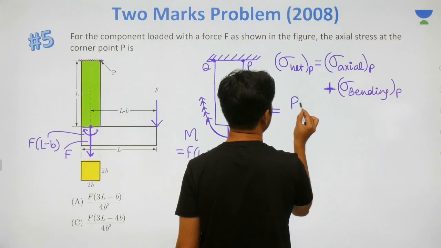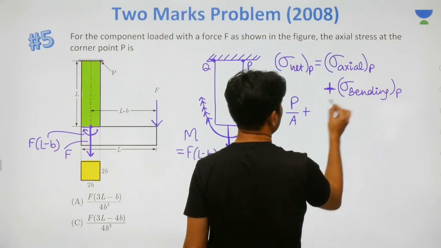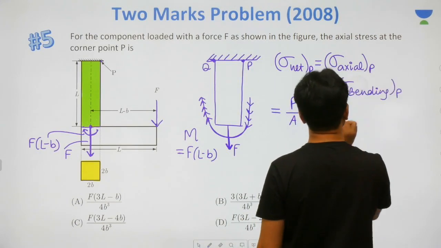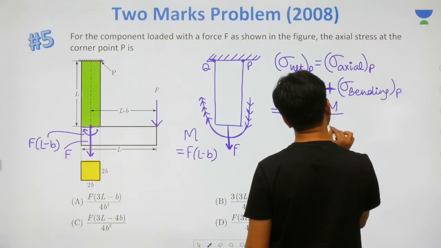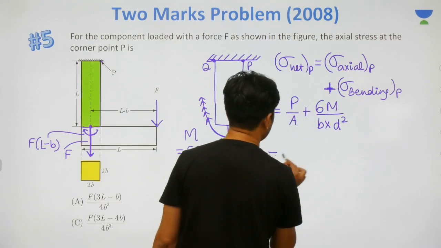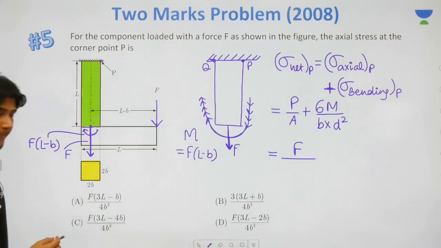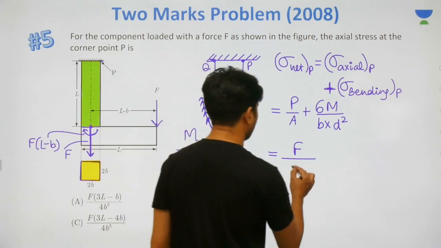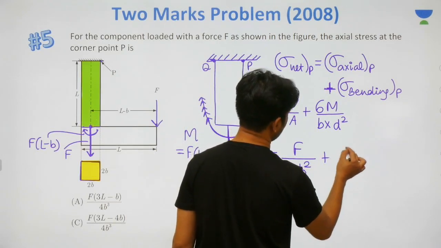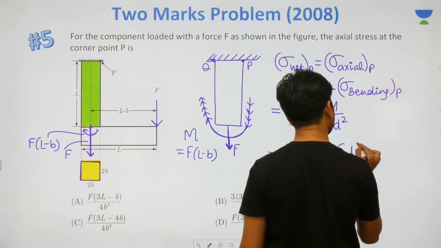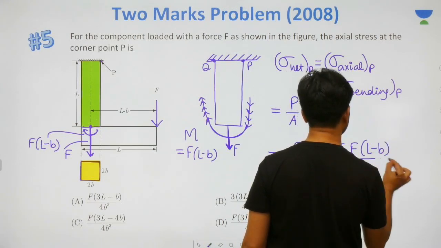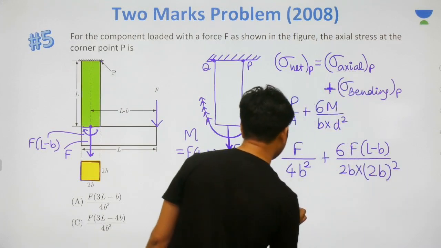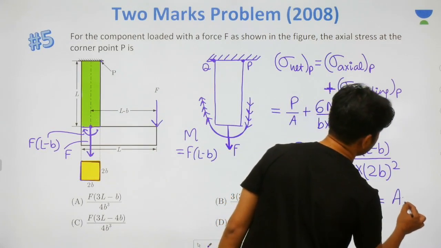Now due to axial loading, it is simply load divided by area, and due to bending, for a rectangular cross section, the value is 6M divided by B into D square. Load is F and area is 2B into 2B, which is 4B square. And M is F multiplied by L minus B, with B equal to 2B and D also 2B. You can simplify this, and you will get the final answer.